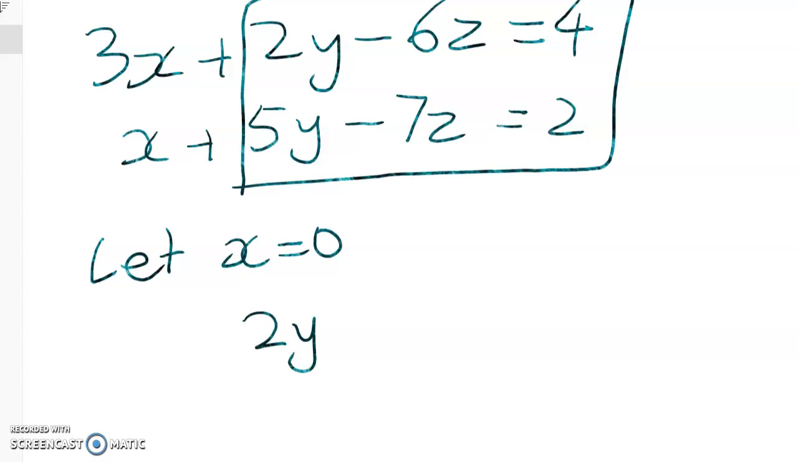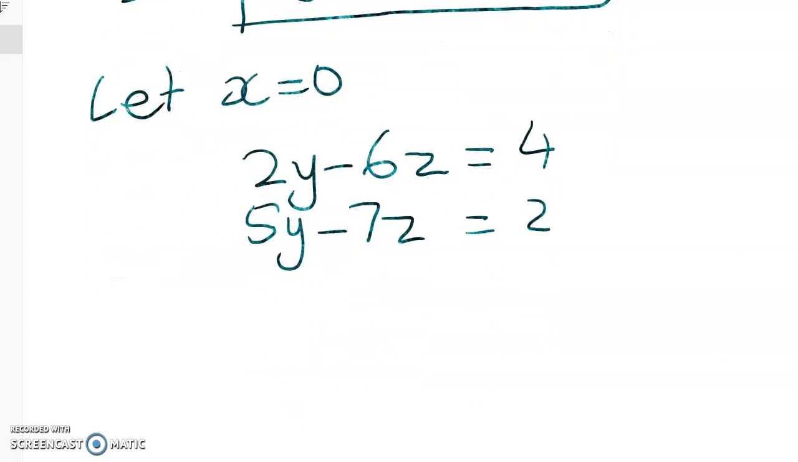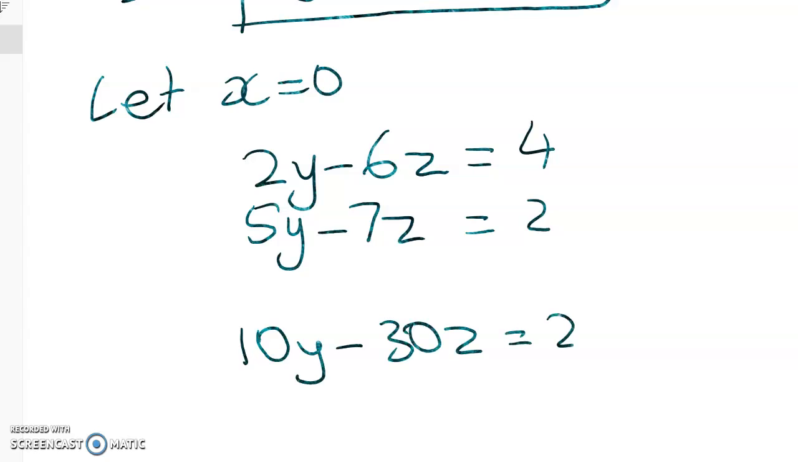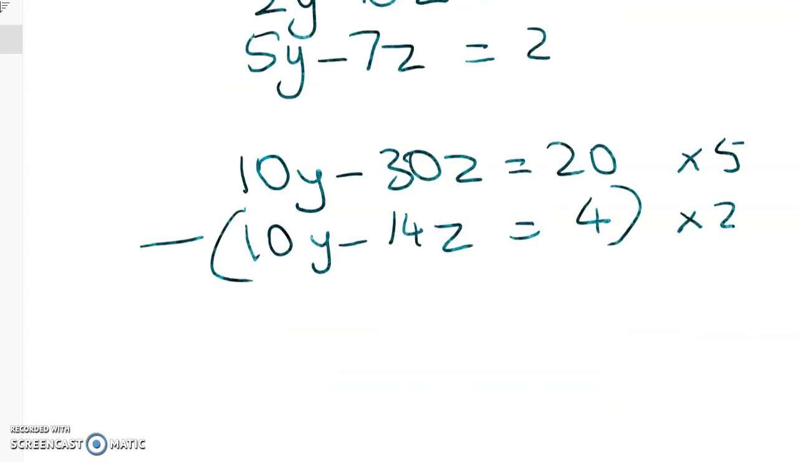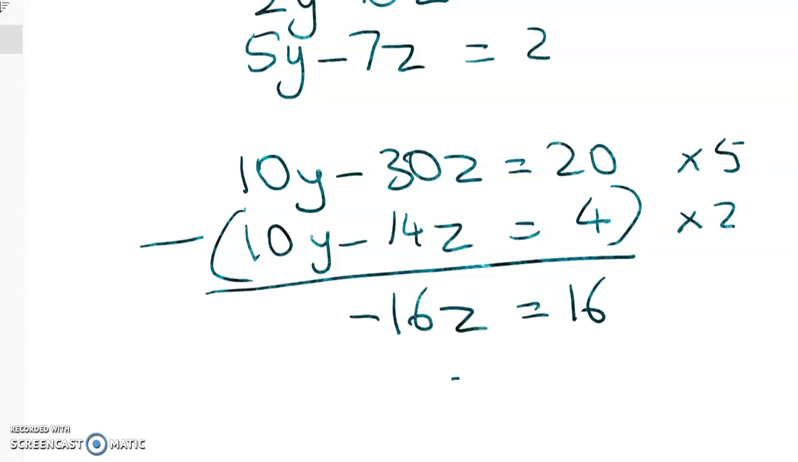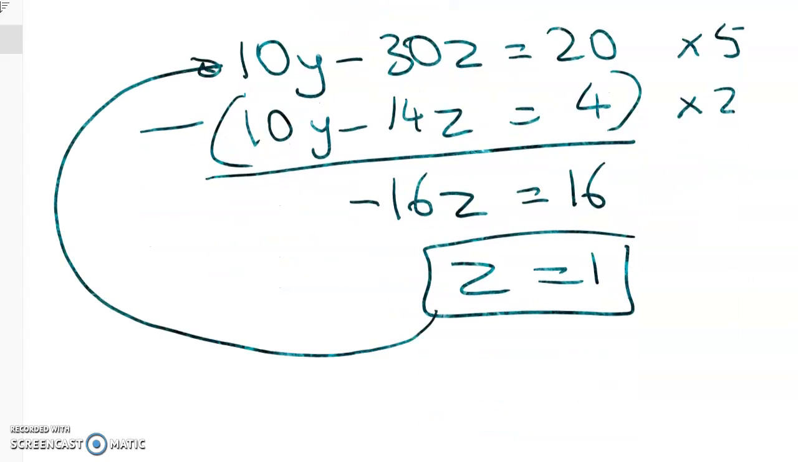So here we're going to have 2y - 6z = 4 and 5y - 7z = 2. I'm going to match up the coefficients on the y, and I'll get 10y - 30z = 20. Here I'll get 10y - 14z = 4, right? So that's multiplying the first one by 5 and the second one by 2. Now I'm going to subtract the second from the first, and I'll get -16z = 16, giving me z = 1. I take z and I stick it back into any one of those equations.